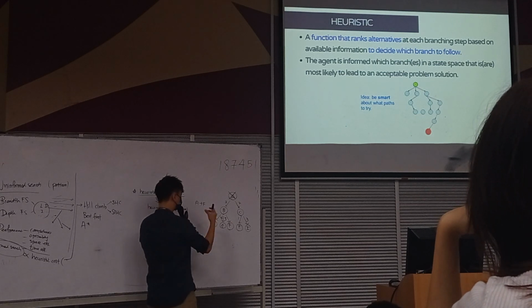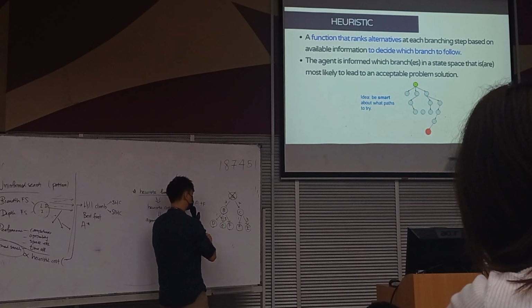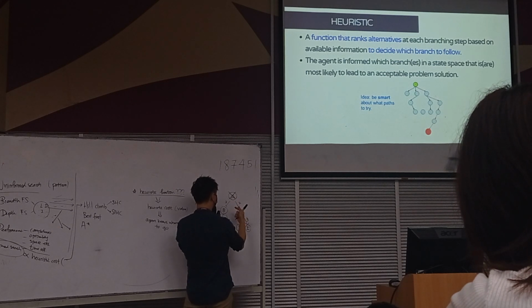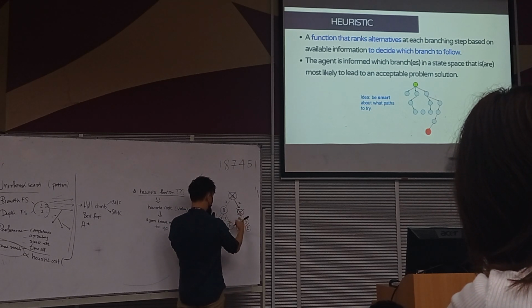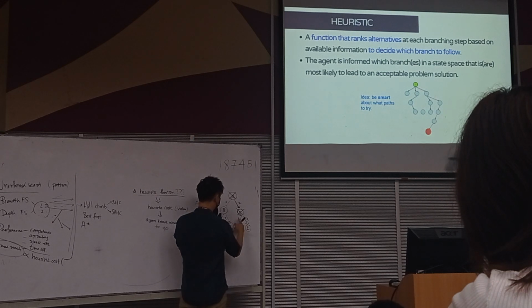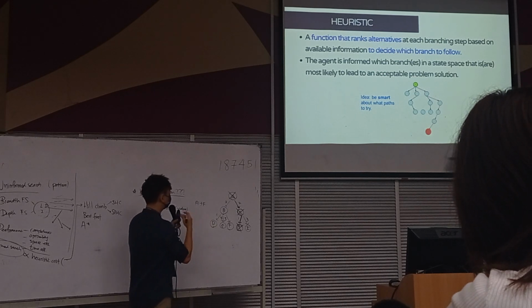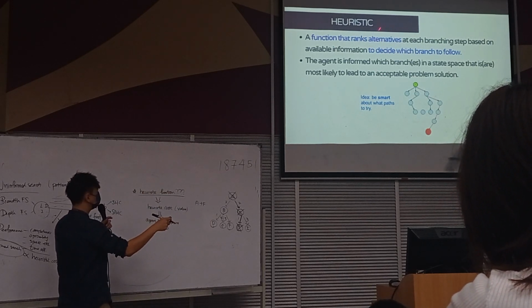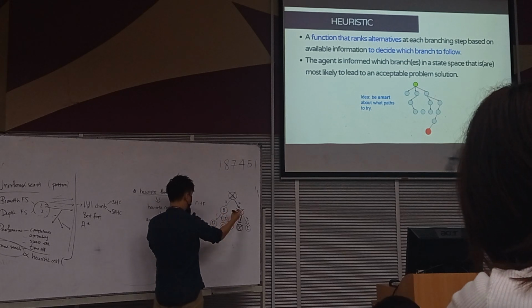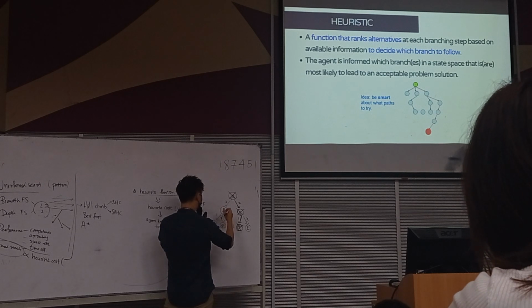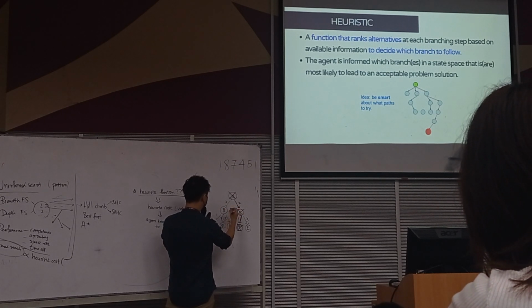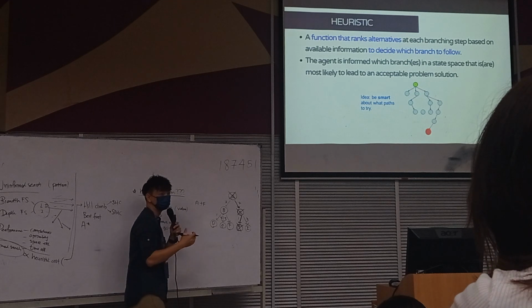Assuming that the function aims to find the shortest path or shortest distance, this value is going to give a hint to the agent. This is lesser than this, so we should go to this path. Then at C, we should go to F. This is shorter than 3, so we go to this path. That's the idea. Ranking the alternatives means that we have a lot of successors, so this cost allows the agent to decide which path to go. Take the minimal one.